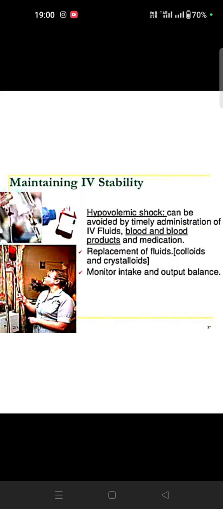Maintain IV stability, because hypovolemic shock can happen. So ensure timely administration of the IV fluids, then blood and blood products and medication. Replace the fluids, colloids and crystalloids. Then monitor the intake and output balance.